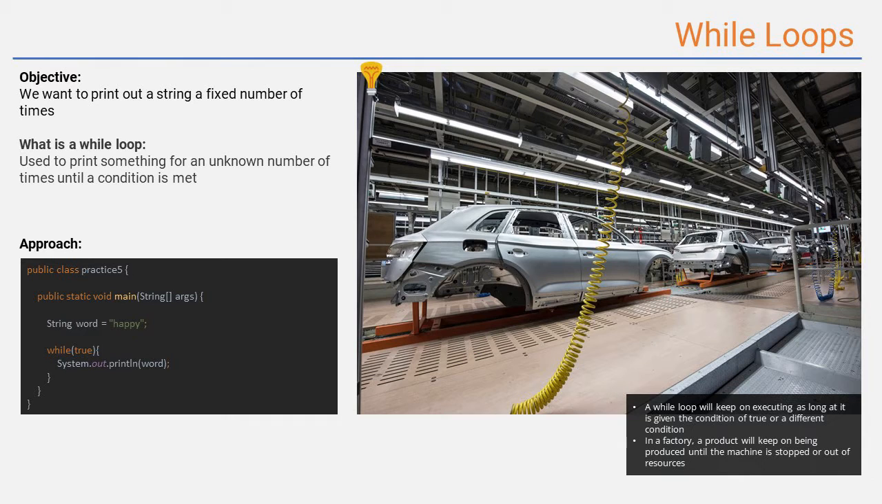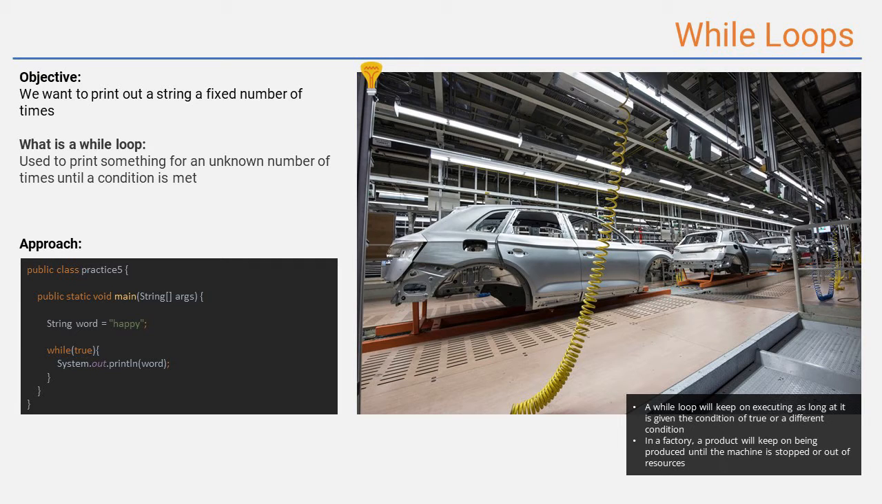One way I like to think about a while loop is imagine a factory and a product is being manufactured or produced, and the factory or the machines are just going to keep producing and manufacturing a car or whatever product it is. It'll just keep spitting it out. And then our condition could be that the machine is stopped or the machine's run out of resources. So that's kind of a way to think about it. Hopefully that helps you. If not, we can step into our approach here a little bit.